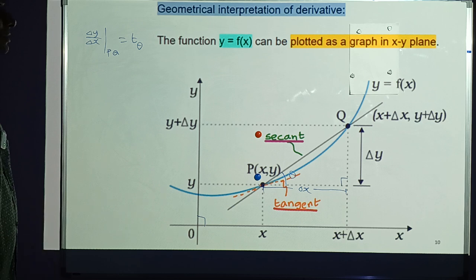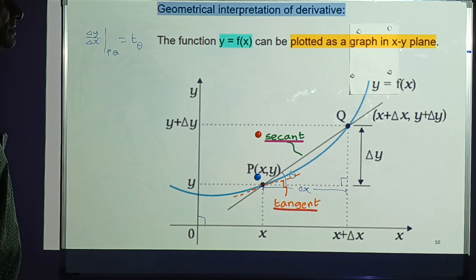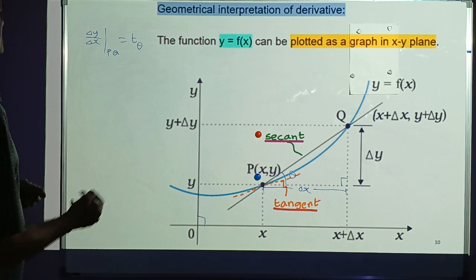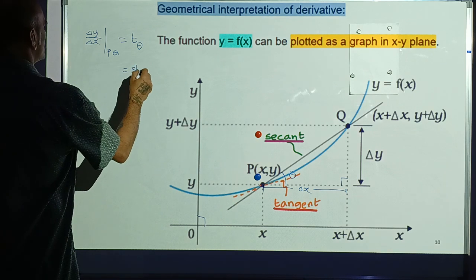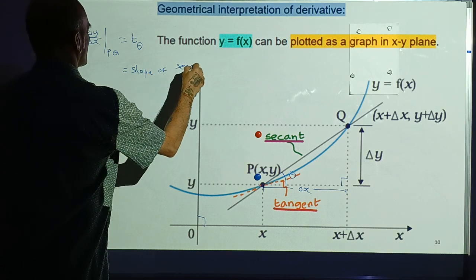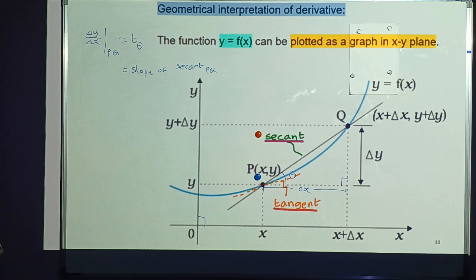Like in a circle, a line joining 2 points on the circle is chord. Similarly, for a general curve, a line joining 2 points is secant. So this is equal to slope of secant joining the points P and Q. To define delta y by delta x, we have to define the 2 points for which I am finding this delta y by delta x.